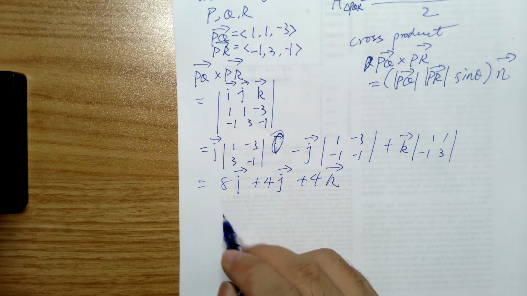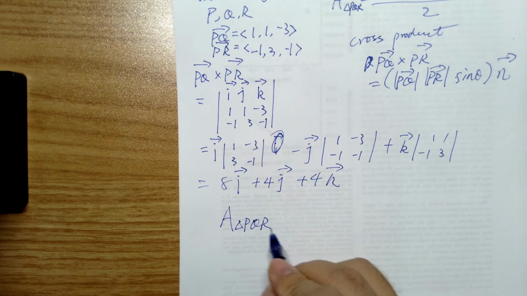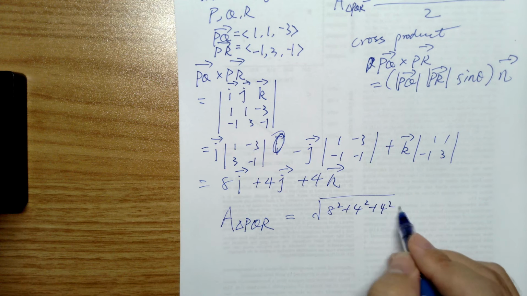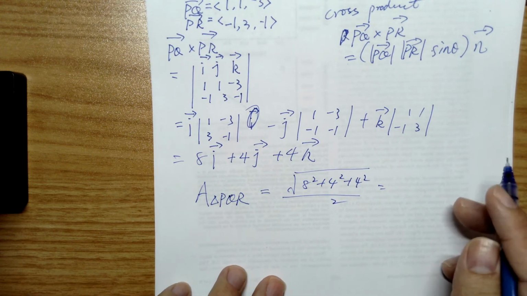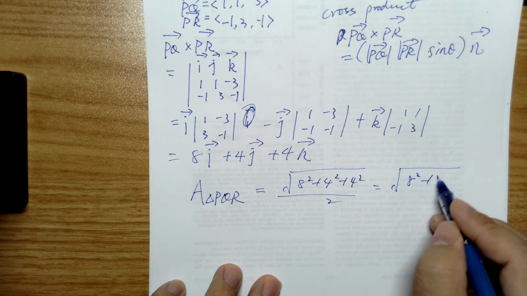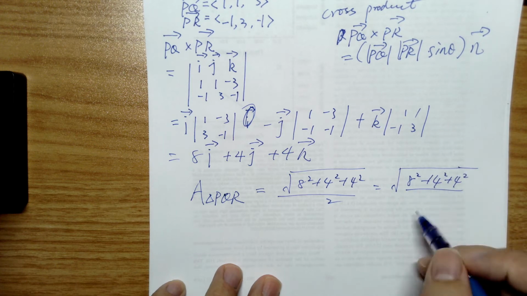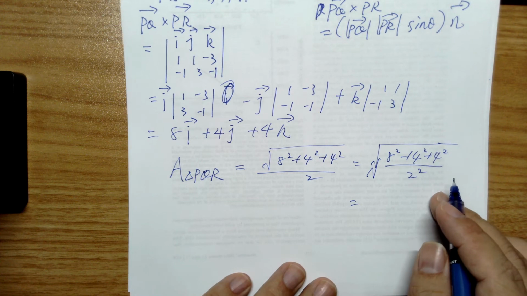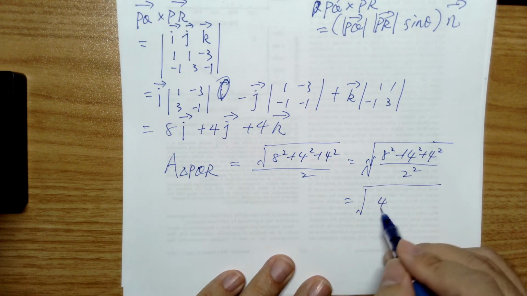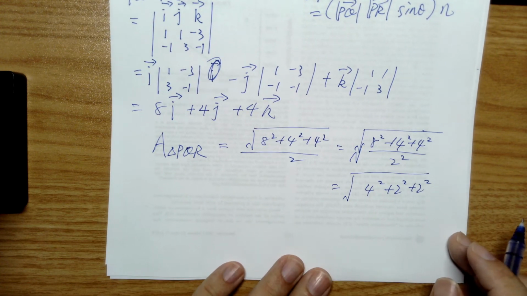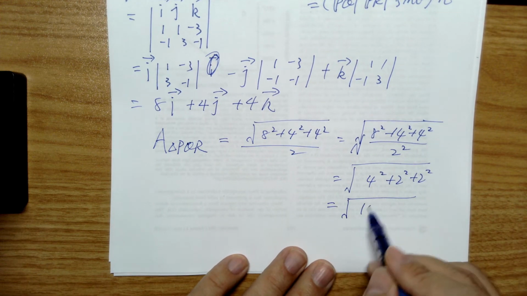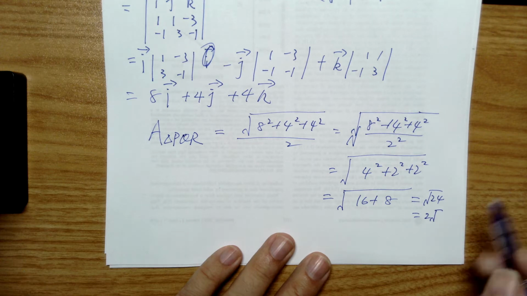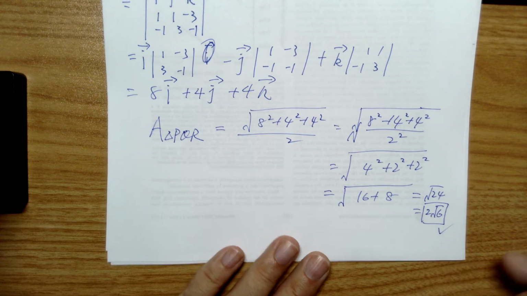So the area of this triangle is just the magnitude of this, right? And then half of it. 4 squared, 4 squared, half. So actually we can do 1 over 2 square root, right? So put it into some bracket. So I have 4 squared plus 2 squared plus 2 squared, right? So that is the square root of 24 or 2 square root of 6, right? 2 square root of 6. So yeah, that's how we handle this.